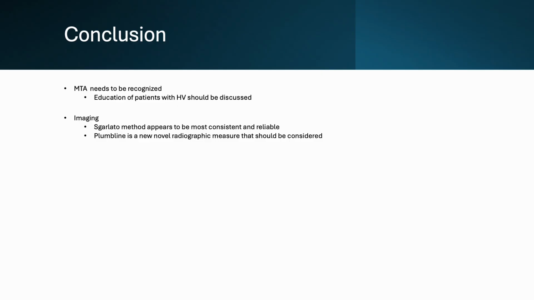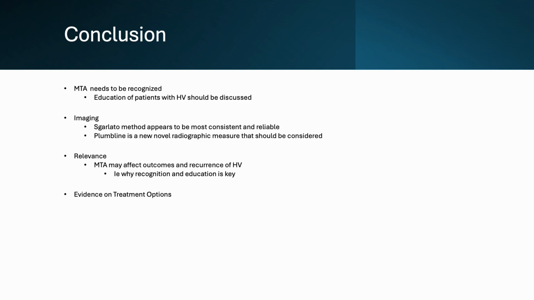Imaging: the Scarlett method appears to be most consistent and reliable. Plumb line is a new novel radiographic measurement that should be considered. I think it's easy. I think it's reproducible. I think more evidence needs to be done on that, but I like it. And going forward, metatarsus adductus may affect outcomes and recurrence of hallux valgus. So recognition and education is key, going back to that first point.